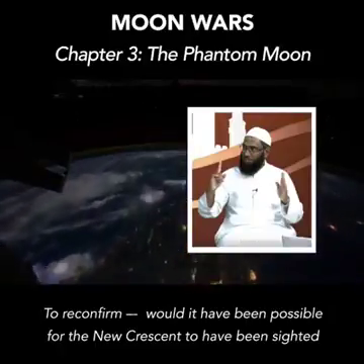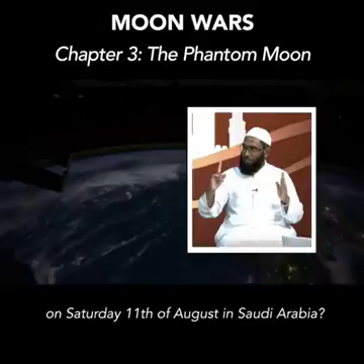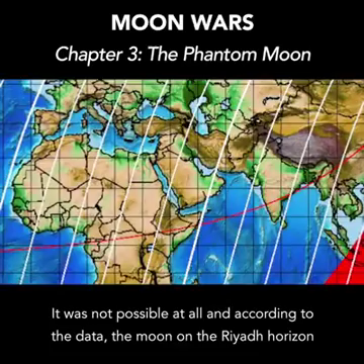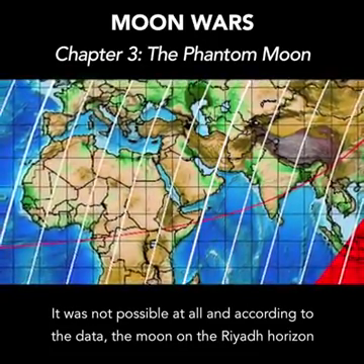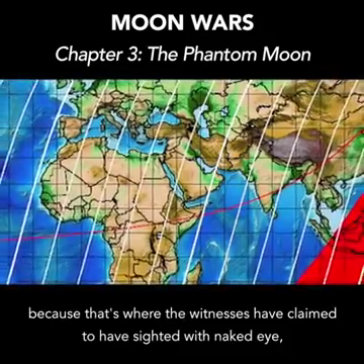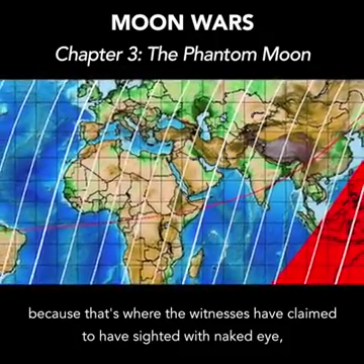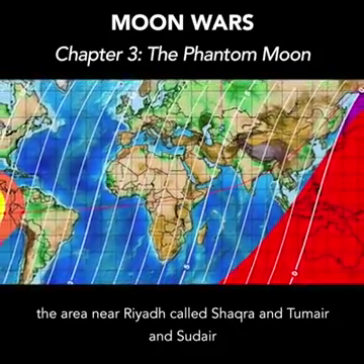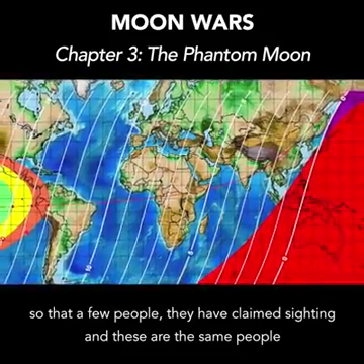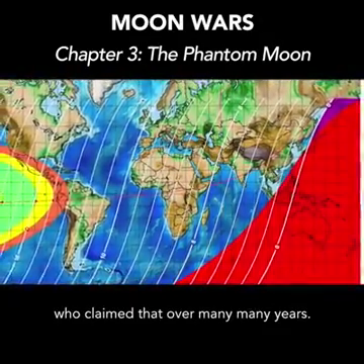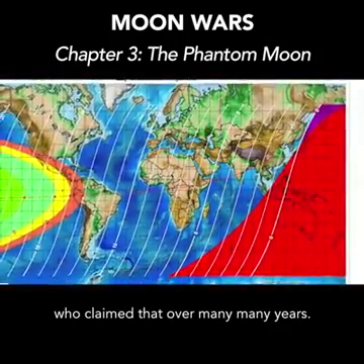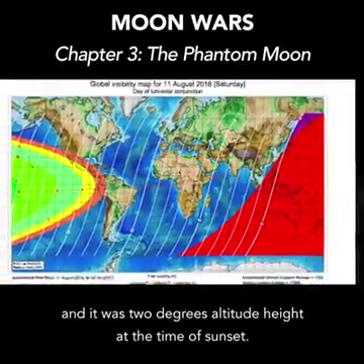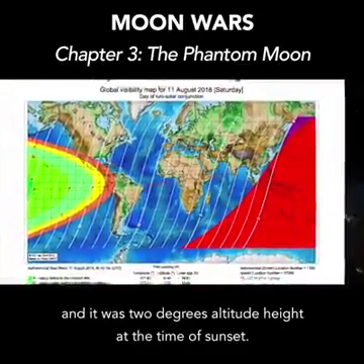To reconfirm, would it have been possible for the new crescent to have been sighted on Saturday 11th of August in Saudi Arabia? It was not possible at all, and according to the data, the moon on Riyadh horizon, because that's where the witnesses have claimed to have sighted with naked eye, the area near Riyadh called Shagra and Tomair and Sudair. So few people, they have claimed sighting, and these are the same people who claimed that over many years. The age of the moon was 5.5 hours at sunset, and it was 2 degrees altitude height at the time of sunset.